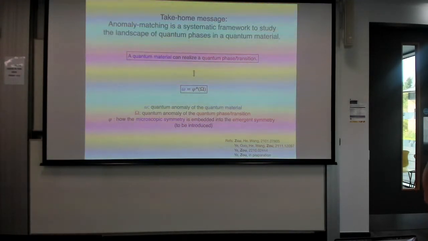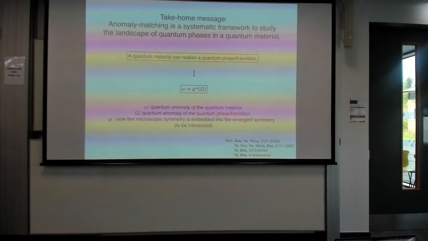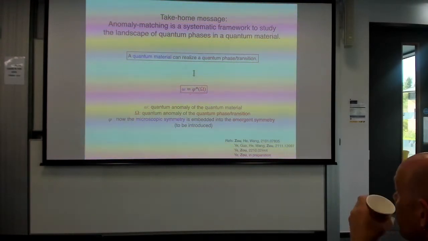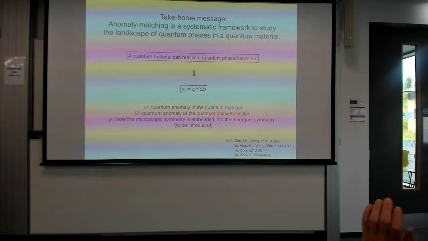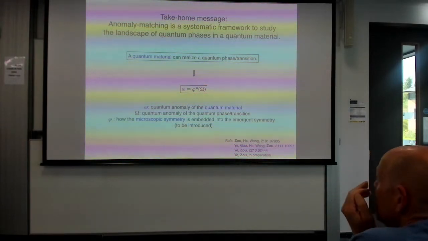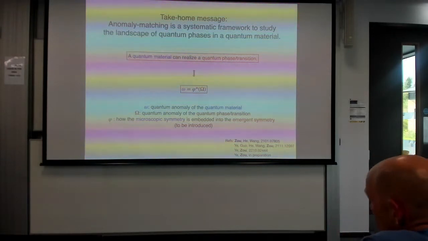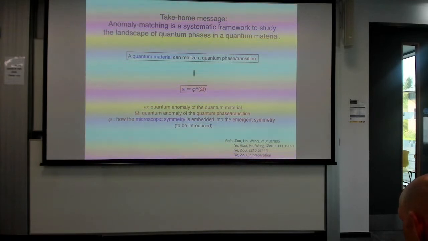I want to now immediately show the take-home message. The take-home message is that we can use the method of anomaly matching, which may be quite familiar to many of the audience here. We can use it to systematically check whether a quantum phase of matter can emerge in a quantum material by checking this anomaly matching condition. There are many experts here, so I should really say that to go from this direction to this direction, this is anomaly matching. To go in the other direction, it's a conjecture which encounters no counterexample, so I will be using it. I will also explain this simple equation in more detail later.